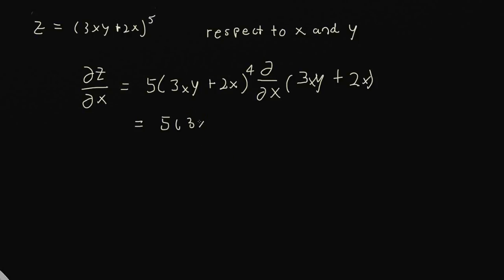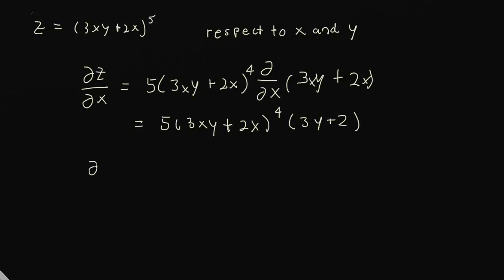xy plus 2x, and then 4 times what we had earlier, the answer 3y plus 2. And there you go. This is our partial derivative with respect to x.